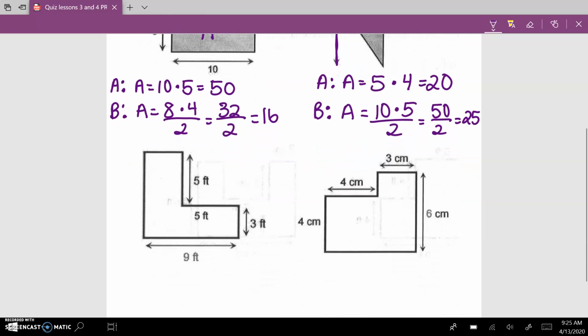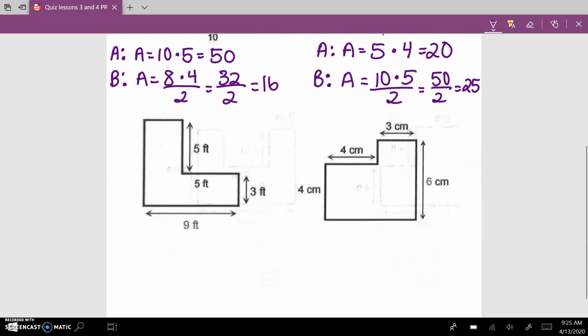Moving on down to the bottom here, I just have rectangles. You can break these shapes up in 2 different ways. I've tried to figure out which way might be easiest for you to get the measurements. In the first one, I split my shape like this. My top rectangle was part A, my bottom was part B.